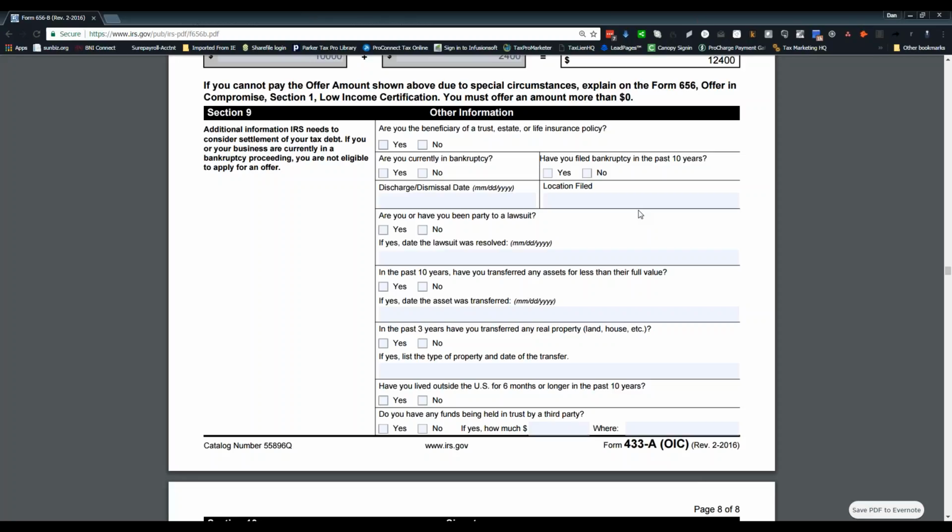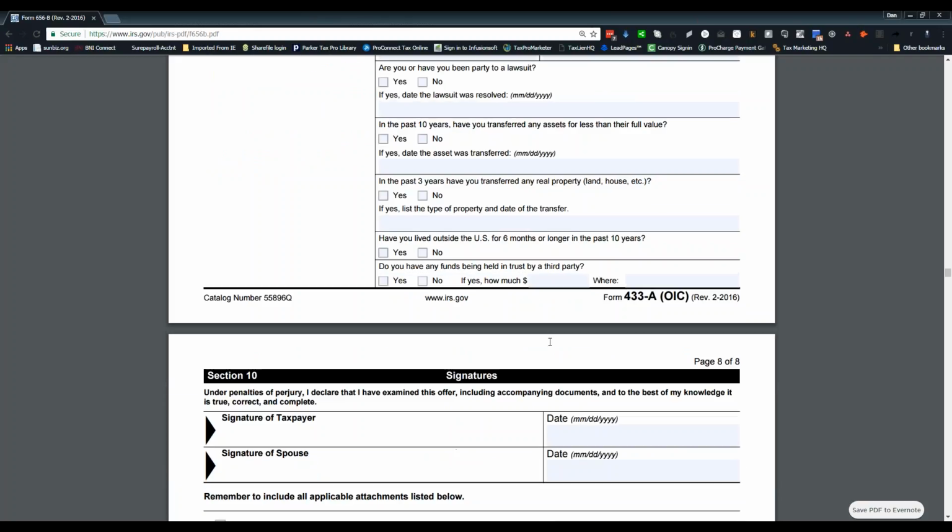In the past 3 years, have you transferred any real property? Have you lived outside the U.S. for 6 months or longer in the past 10 years? The big thing about that is it's another thing that extends the statute of limitations. So if they go out of the country and they're gone for more than 6 months, guess what? The clock stops. It's as if you left the country with 8 years left, and when you get back, it's still 8 years.